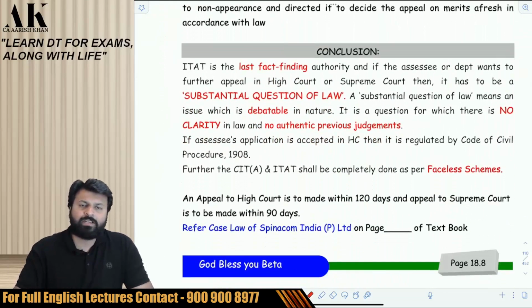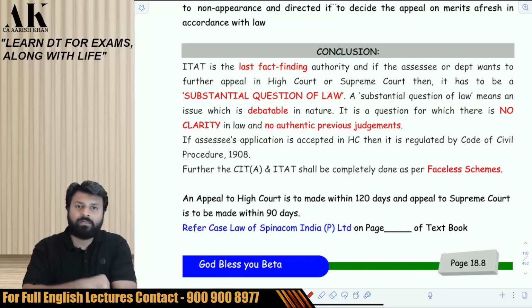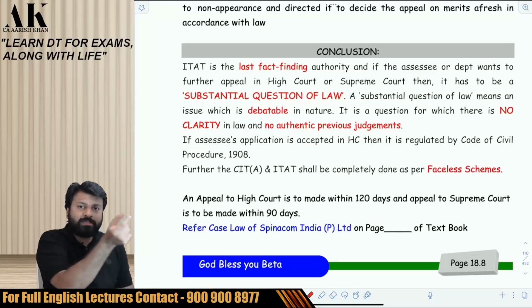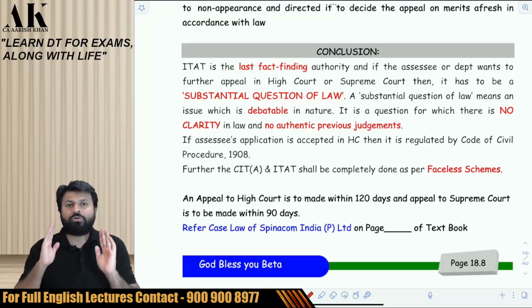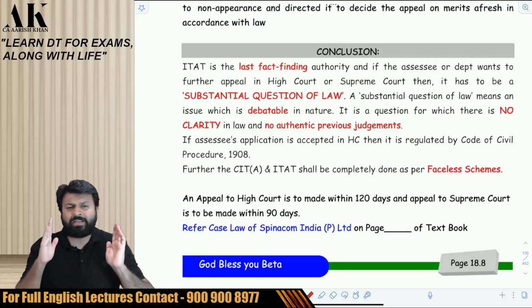And now, last but not least, let us conclude this. ITAT is the last fact-finding authority. There are two types of questions which are generally appealed by the assessee. One is called a question of fact. Another is called a question of law. So, if there is a question of fact, then it cannot be appealed beyond ITAT. ITAT is the last fact-finding authority.